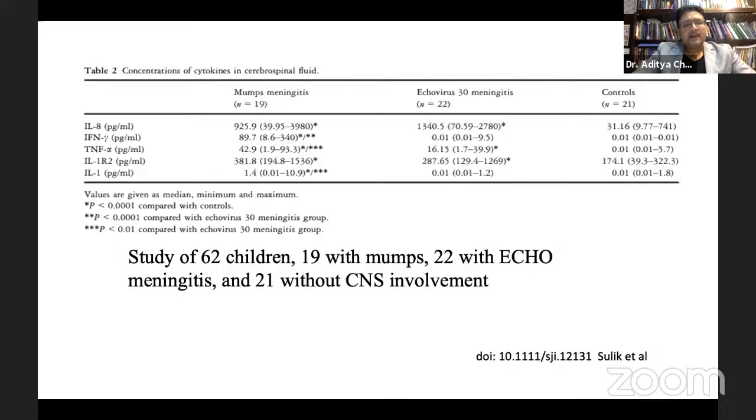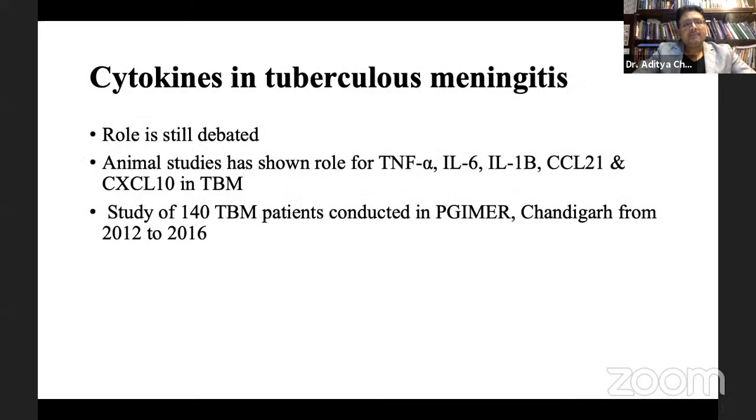Not only in bacterial and viral meningitis, there have been studies in which they have particularly looked at cytokines in tuberculous meningitis also. However, the role is still debated. The hypothesis that cytokines are raised in tuberculous meningitis has come from animal studies, which have shown a role of interleukin 6, interleukin 1 beta, CCL21, and CXCL10 in TB meningitis.